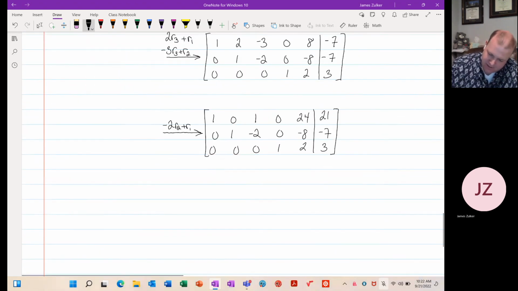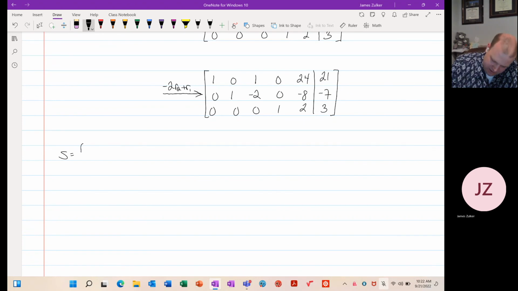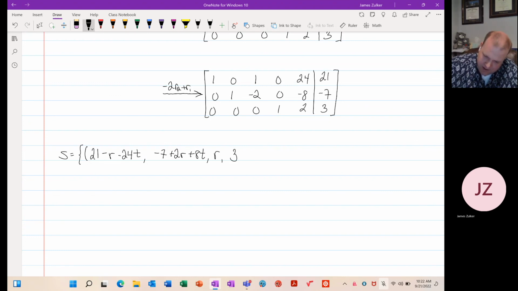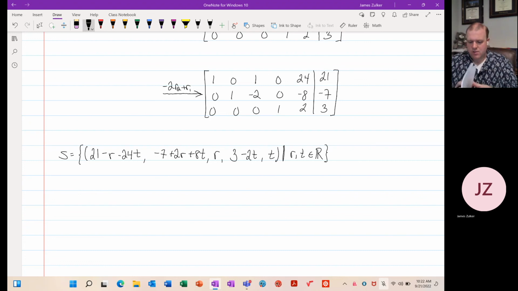So our solution is going to be a set of ordered quintuples of this form. 21 minus r minus 24t, negative 7 plus 2r plus 8t, r, 3 minus 2t and t, right, such that r and t can be any real numbers. Right? And that will do it for this clinic.